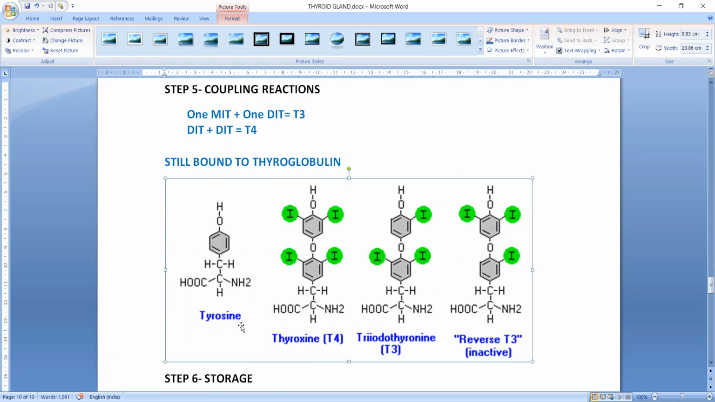See, this is the tyrosine residue of thyroglobulin, and here triiodothyronine. This is DIT, this is MIT. So if DIT and MIT couple, then this is triiodothyronine. If both DIT and DIT couple, it forms T4 thyroxine. This is reverse T3, which is an inactive form. So the coupling reaction of MIT and DIT produces T3 and T4.